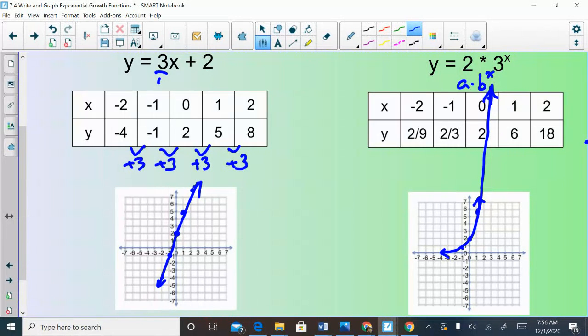Some problems, it's very hard to see what you're multiplying by. If this was all fractions, it would be really hard to see what you were multiplying by. So in order to get it, you could just take a term and divide it by its previous term. 6 divided by 2. Obviously we know 6 divided by 2 is 3, but if you had just a bunch of decimals or fractions here, you could type it into your calculator. 6 divided by 2, 3. 18 divided by 6, 3. 2 divided by 2/3, you're going to get 3.